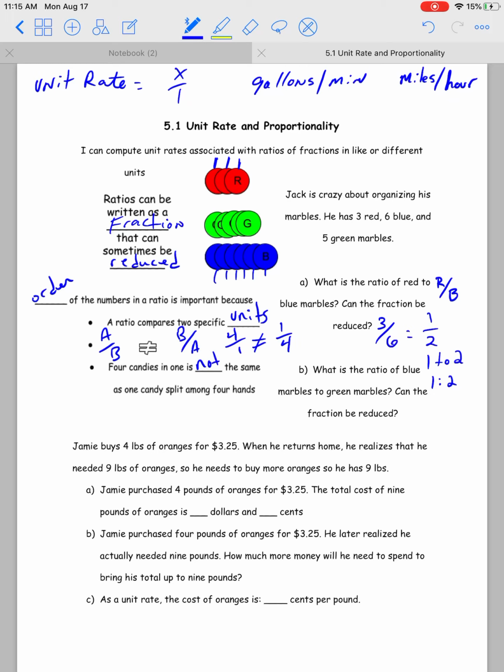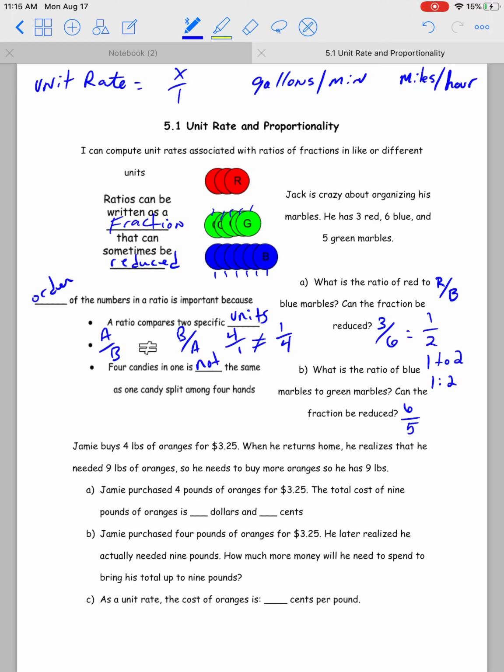What is the ratio of blue marbles to green marbles? Can the fraction be reduced? Well, let's see here. What is the ratio of blue to green? We have 1, 2, 3, 4, 5, 6. So you have 6 over 1, 2, 3, 4, 5. So you have 6 over 5. Can that be reduced evenly? It can't, right? So your unit rate or your proportionality will stay 6/5 for part B.